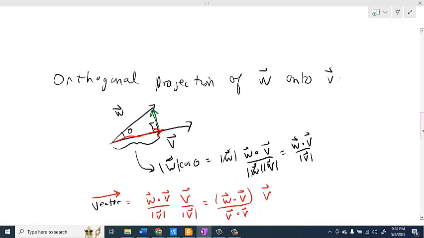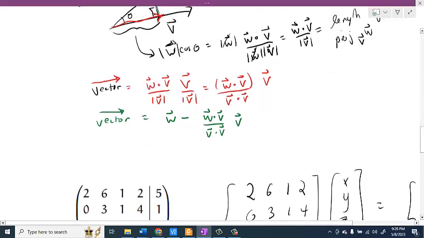Now, if you use trigonometry, you can see the length of this red vector is the length of W times cos theta. Now, what's cos theta? You use the Cauchy-Schwarz inequality to get cos theta: W dot V over the length of W times the length of V. But I'm multiplying that by the length of W. So the length of the projection is W dot V over the length of V. So this is the projection onto V of W. So that's the length of this projection.